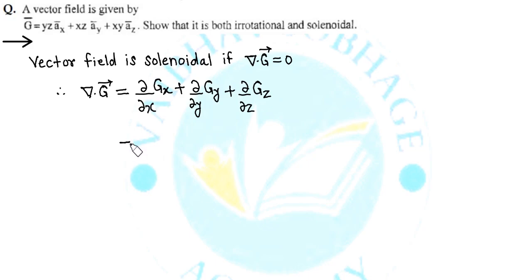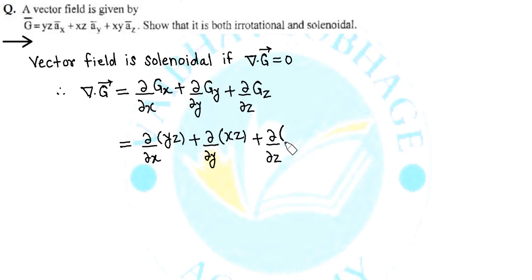Now simply put those values over there. So what is the magnitude along the x direction for your given vector g? So that is equals to what? yz. So d by dx of your yz, then d by dy of your magnitude of given vector g in y direction is equals to what? xz, and we have the third component, that is d by dz of your magnitude of given vector g in the az direction. So that is what? That is xy.